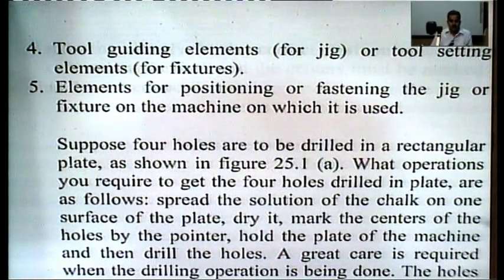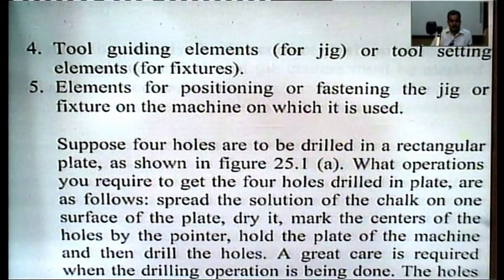Elements for positioning or fastening the jig or fixture on the machine on which it is used. Now let's talk clearly what is the use of jig or fixtures. Suppose 4 holes are to be drilled in a rectangular plate. What operations you require to get the 4 holes drilled in a plate are as follows.